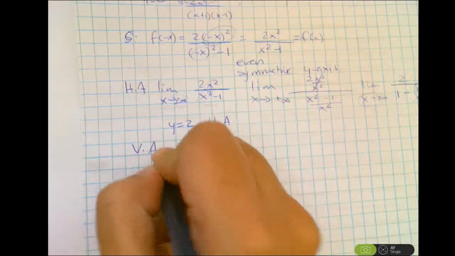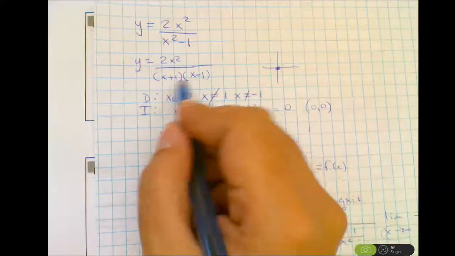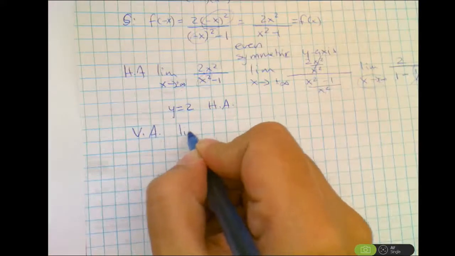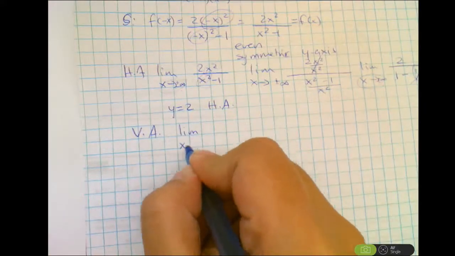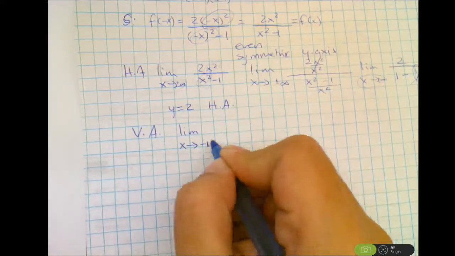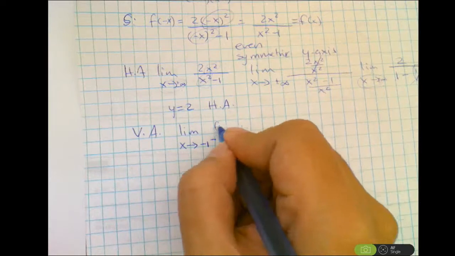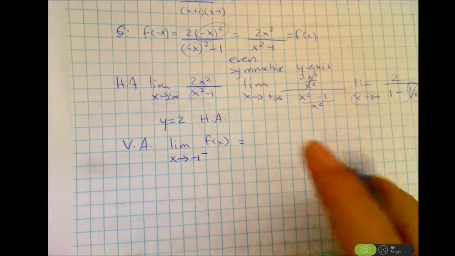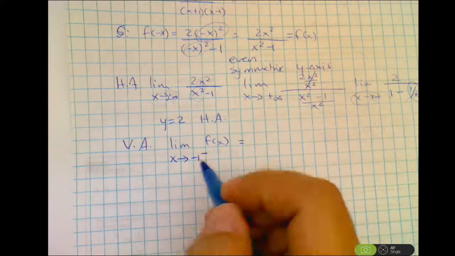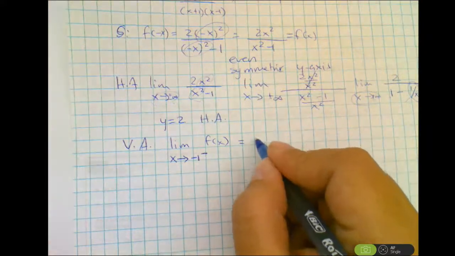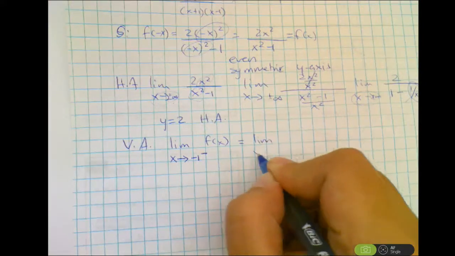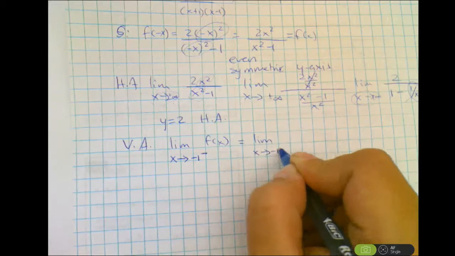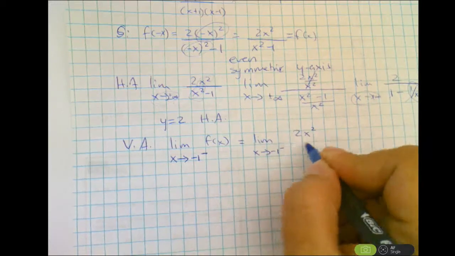Now for vertical asymptotes, there were some values that made the denominator 0. So those are the ones that I want to look at to the left and to the right. So let's look at first negative 1 from the left of the function. I don't want to write it down again, so it's okay for me to write f of x. So negative 1 from the left, maybe that was a bad idea. Just write it out because then you don't know what you're evaluating.